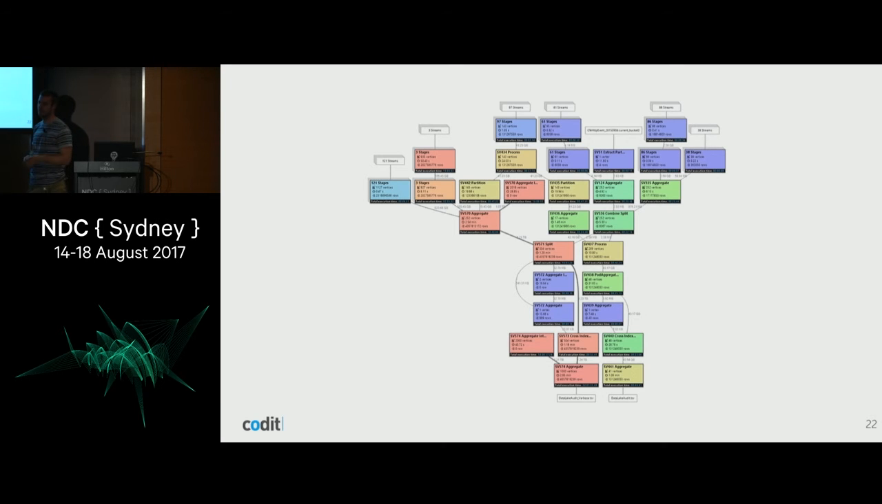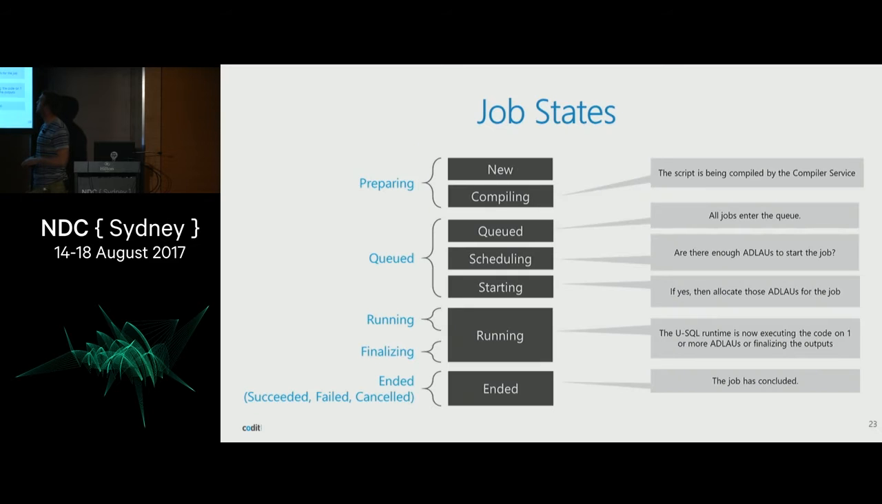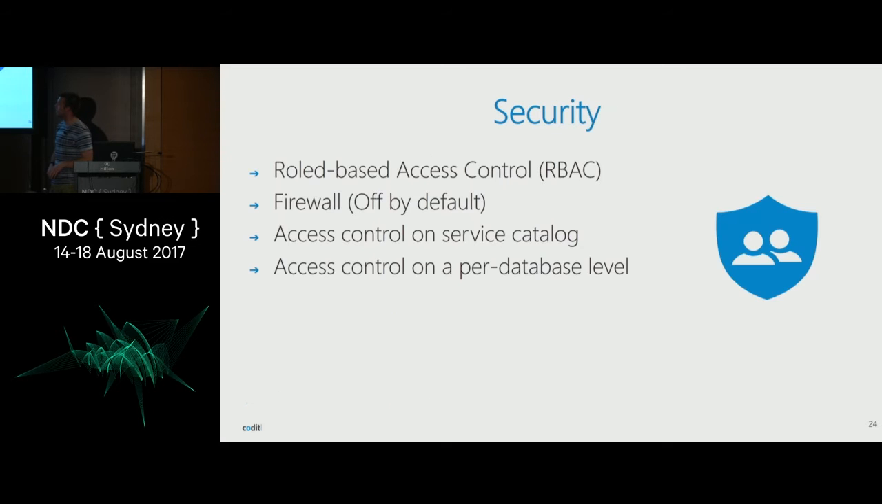Just submit it and they do the magic for you. Then you can see all the states of a job. Basically, you create a new one, they compile the script, they queue it, and they schedule it, and it starts processing, then it runs, and it ends. So you can follow all of this along in the tooling.